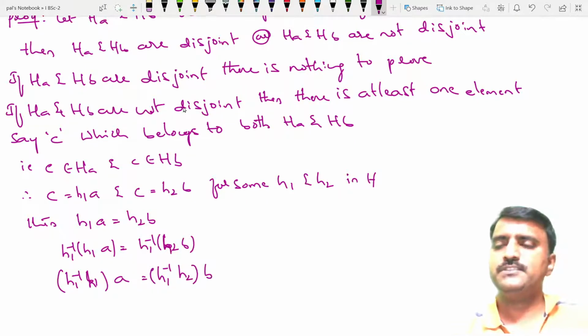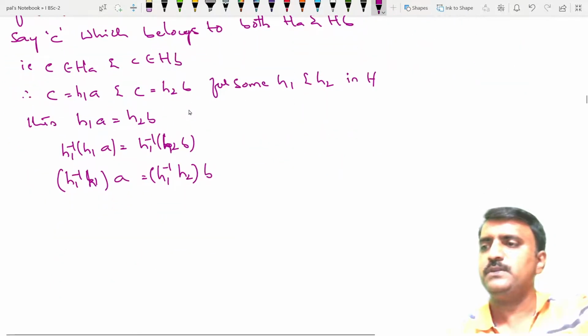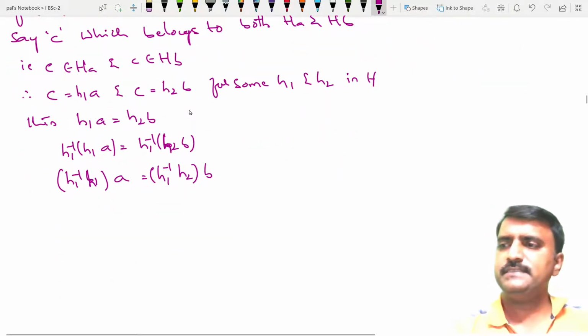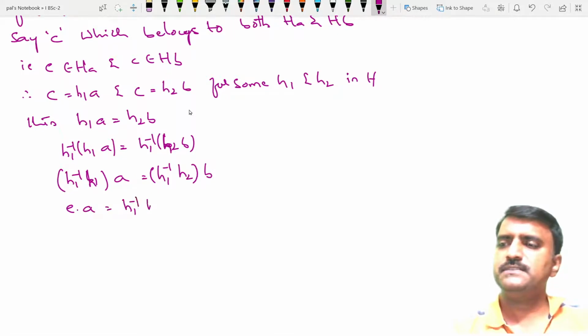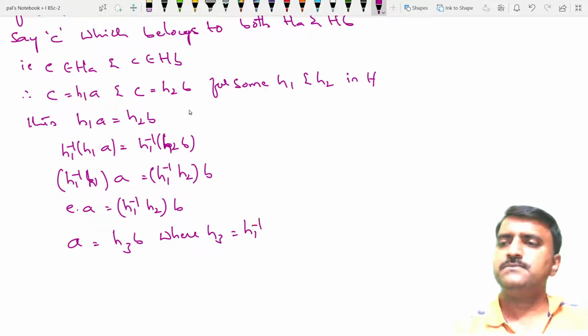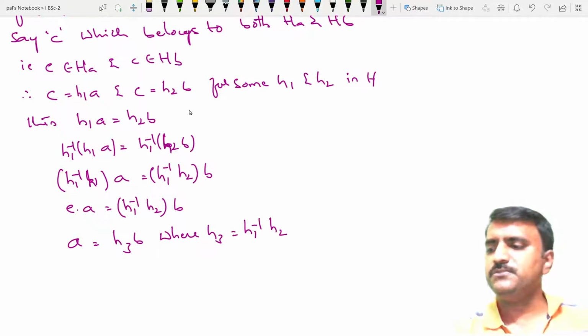I am using the associative property here because H is a subgroup. So H1 inverse into H1 is E, into A, is equal to H1 inverse into H2 into B. So E into A is A. So A is equal to H3 into B. What is H3? H3 means that is H1 inverse into H2, where H3 is equal to H1 inverse into H2.